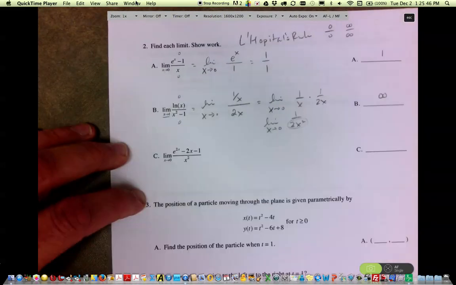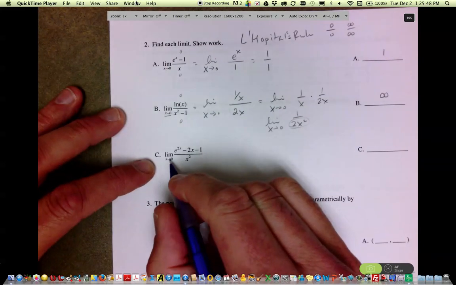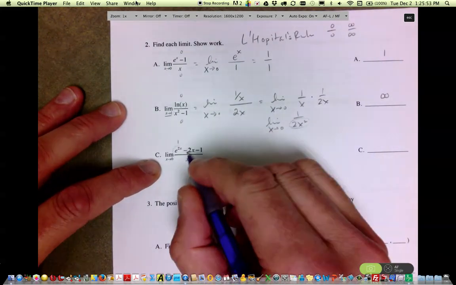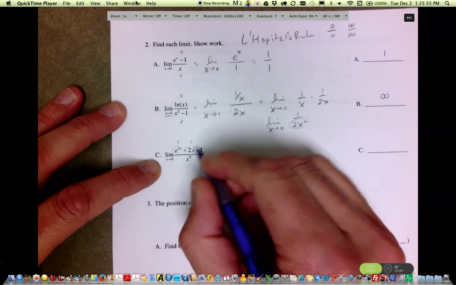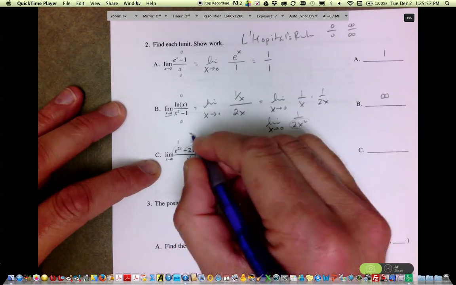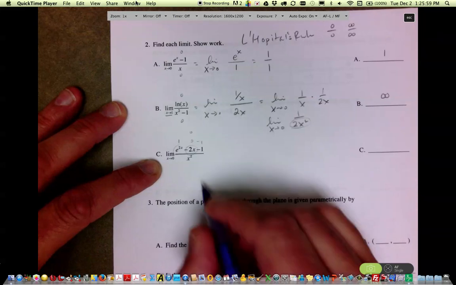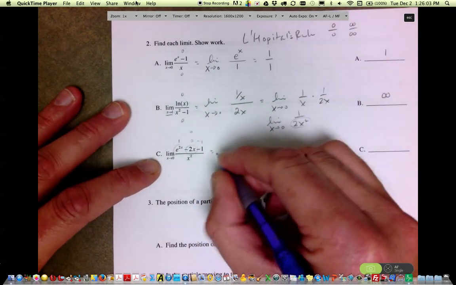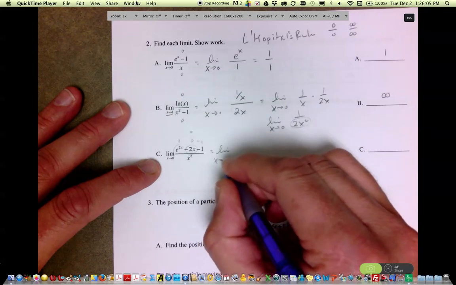All right, third one here. As x gets close to 0, this is going to be close to 1. As x gets close to 0, this is going to be close to 0. And then minus 1. The numerator is going to get close to 0. The denominator is x squared. It's going to get close to 0 also. So again, L'Hopital's rule is going to apply here.